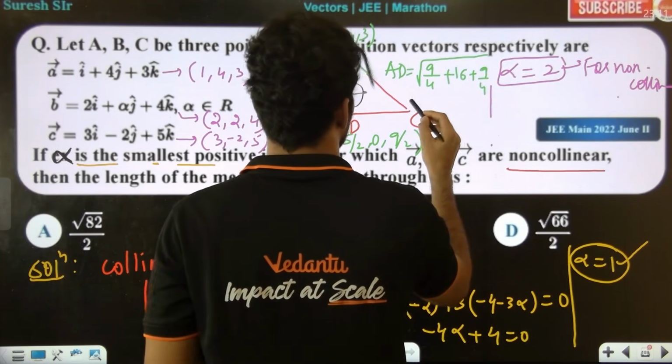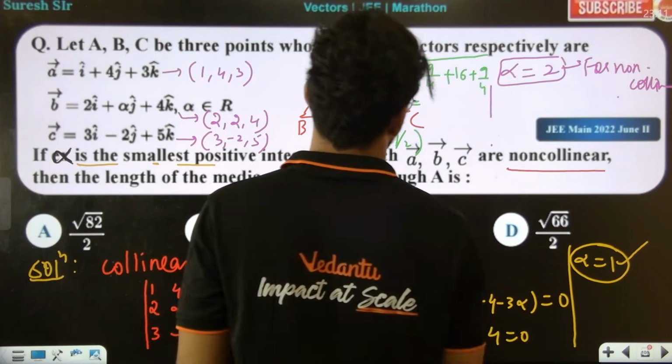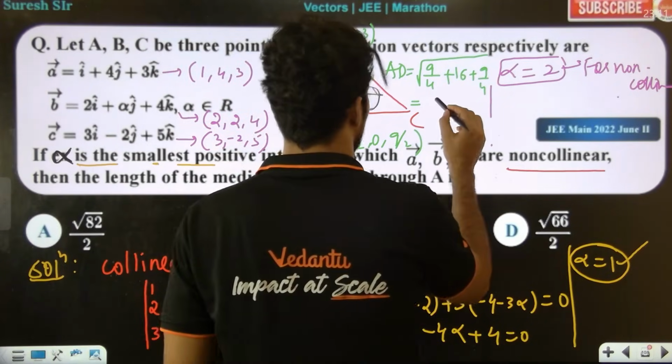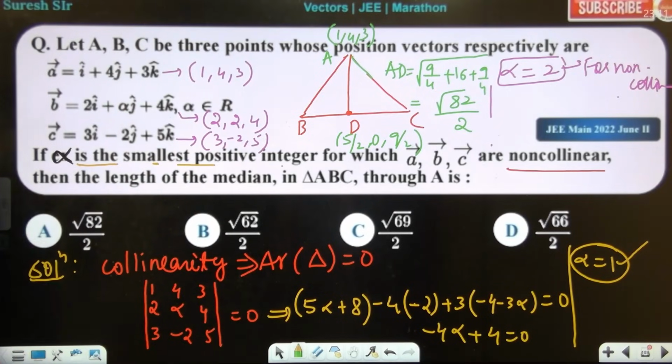So 9 by 4 is nothing but, you tell me, 18 plus 64, root 82, root 82 by 2, correct or not? Root 82 by 2 is what I am getting. AD length is root 82 by 2. Which option?